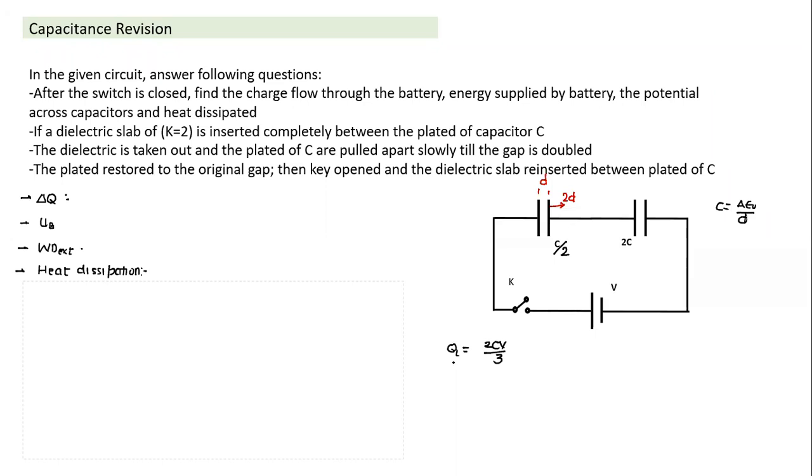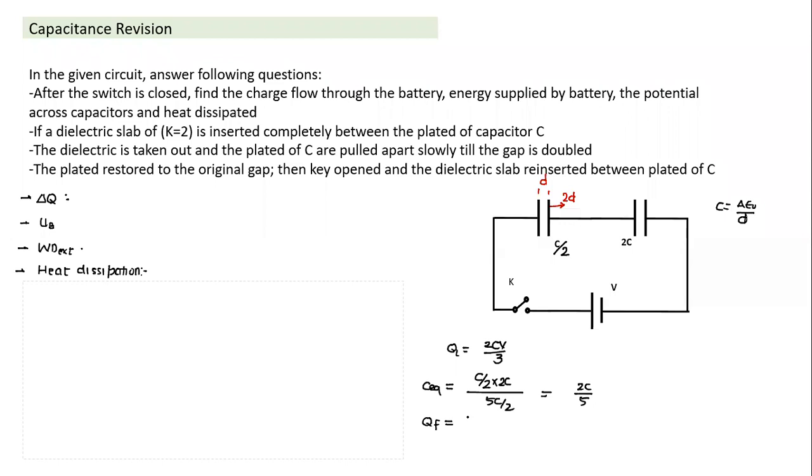So when we make it C by 2, in the final circuit, C equivalent will change. C equivalent will become equal to C1 into C2 divided by C1 plus C2. It will become C by 2 into C divided by 3C by 2, so that will be equal to 2C by 3. So this capacitance has decreased here. So what would be the final charge now?